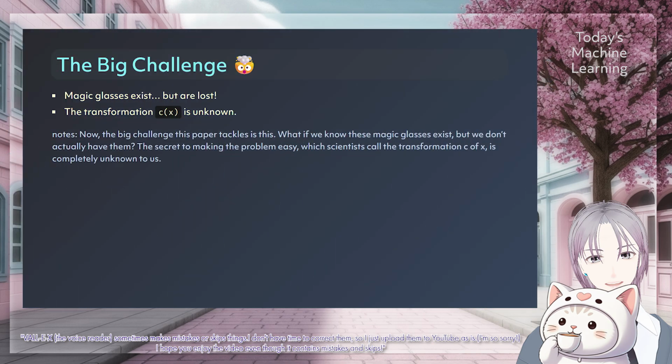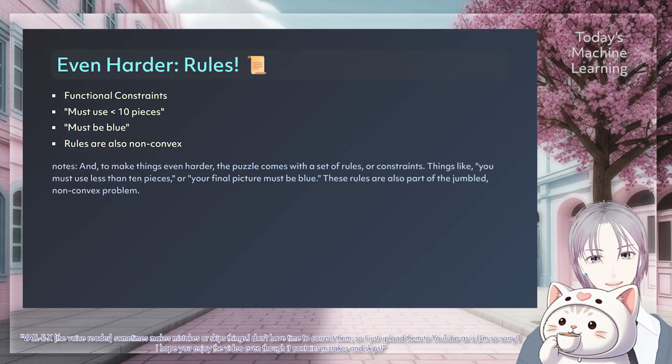Now, the big challenge this paper tackles is this. If we know these magic glasses exist, but we don't actually have them, the secret to making the problem easy, the scientists call the transformation c(x), is completely unknown to us. And to make things even harder, the puzzle comes with a set of rules or constraints. Things like, you must use less than 10 pieces, or your final picture must be blue. These rules are also part of the jumbled non-convex problem.